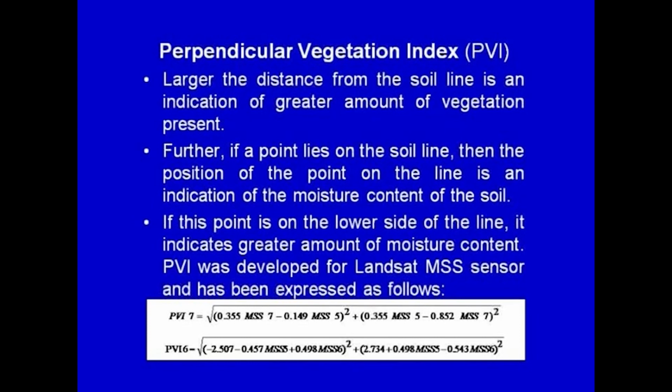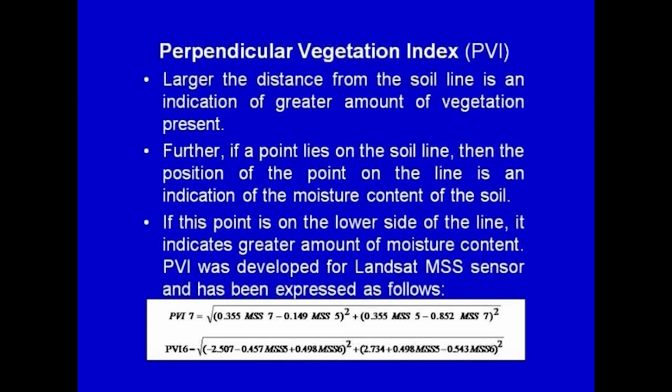PVI was initially developed for Landsat MSS sensors and has been expressed as follows. PVI 7, which takes the relationship between MSS 7 and MSS 5, is expressed as the square root of (0.355 multiplied by MSS 5 brightness values minus 0.149 multiplied by MSS 7 brightness values) whole square, plus (0.355 MSS 7 brightness value minus 0.852 multiplied by MSS 5 brightness value) whole square.